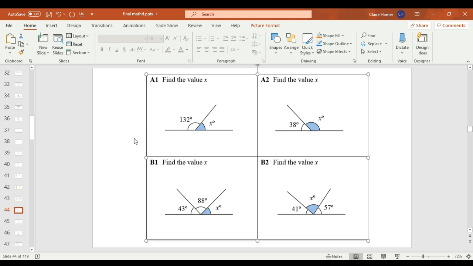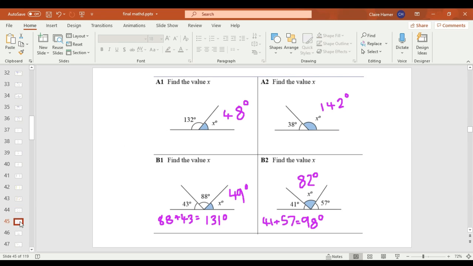Right, I'm going to reveal my answers. So on screen you can see I've got 48 degrees, 142 degrees. On the angle questions where there were 3 angles, I added the 2 angles up first, and then I jumped on to 180 using my mental calculation skills. Let me know if I've made a mistake, or let me know if I've got them right. Share your work with me.